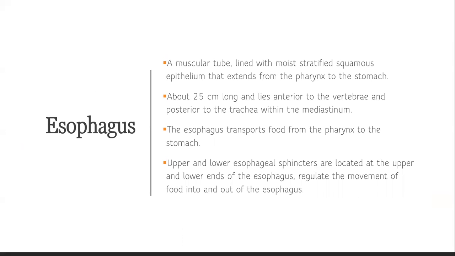Then we have our esophagus. It is a muscular tube lined with moist, stratified squamous epithelium. It extends from the pharynx to the stomach. Our esophagus is about 25 centimeters long and lies anterior to the vertebra and posterior to the trachea within the mediastinum. It transports the food from the pharynx to the stomach. And it has upper and lower esophageal sphincters that are located at the upper and lower ends of the esophagus, and they regulate the movement of food into and out of the esophagus.